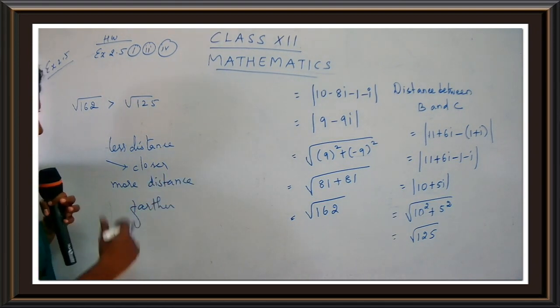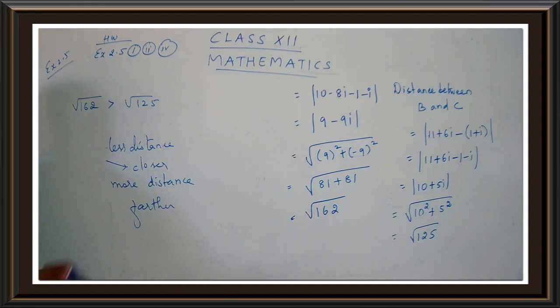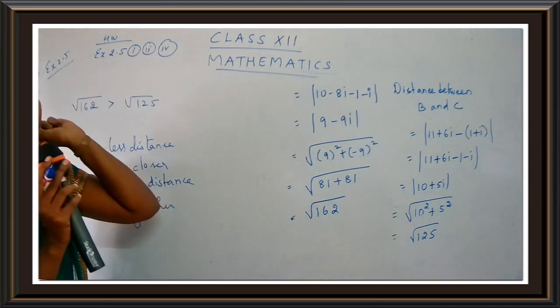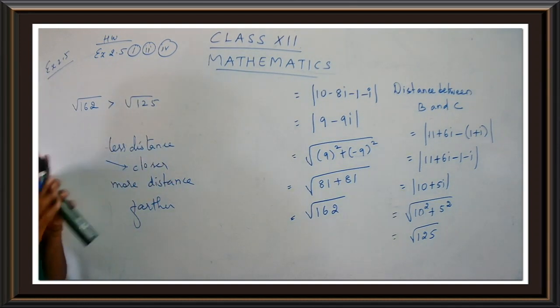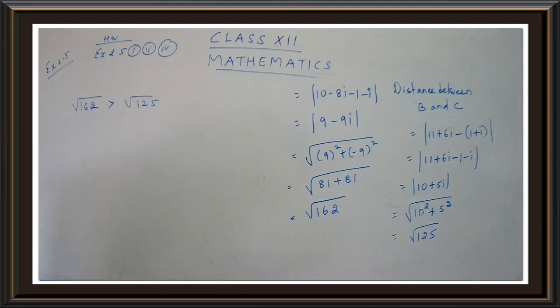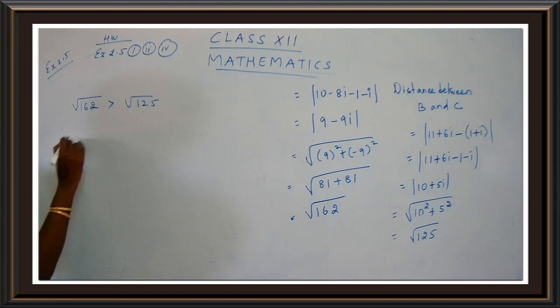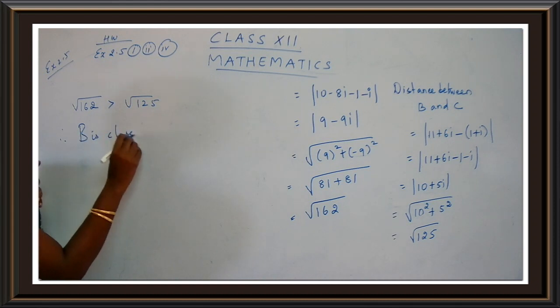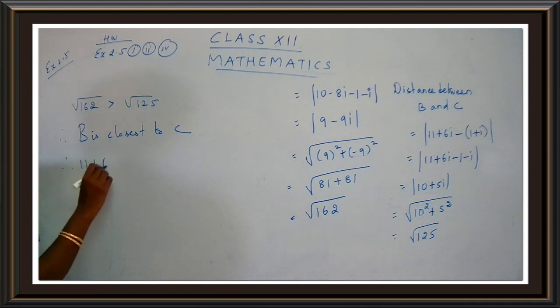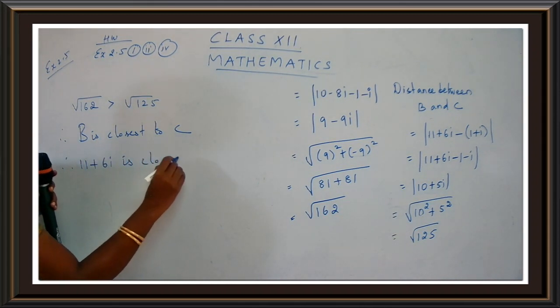So which is the smallest one? Yes, square root of 125. This is from B and C. So which is the point closest to C? B is closest to C. So write down: therefore, B is closest to C. B is closest to C means what is the point for B? What is the number? B was 11 plus 6i. 11 plus 6i is closest to, what is C, children? It's 1 plus i.